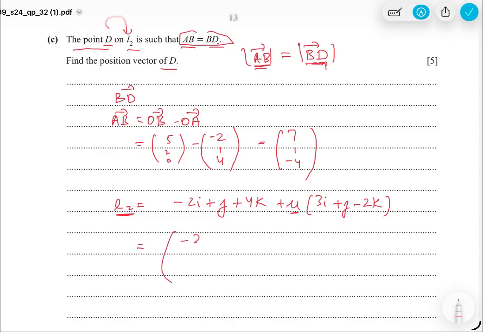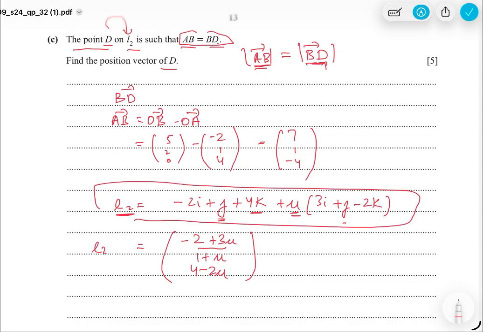So it would be like this: minus 2 plus 3 mu. This would be the x coordinate. Then 1 plus 1 mu. This would be the y. And 4 minus 2 mu. Okay, this would be the z coordinate. Now, this is what we mean by the equation of line, right? This is the equation of line. By changing this value of mu, we can get all points.